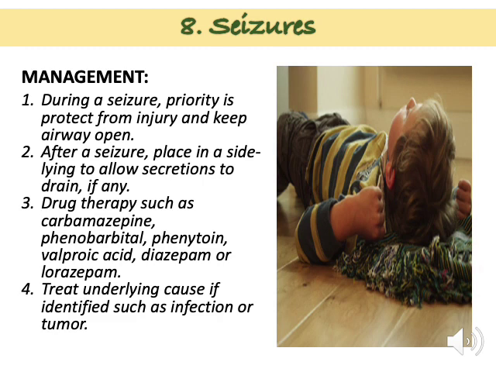Third are drug therapies such as carbamazepine, phenobarbital, phenytoin, valproic acid, diazepam, or lorazepam. These anticonvulsant drugs help prevent another seizure attack. Review these anticonvulsants, their indications, their action, as well as their side effects. Fourth is to treat the underlying cause of seizure if identified, such as if it is caused by an infection or a tumor, antibiotics for infection, or surgery for tumor.